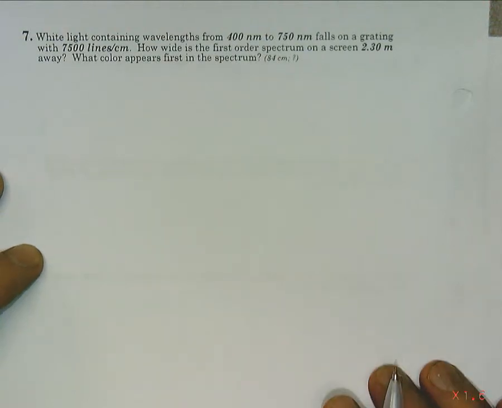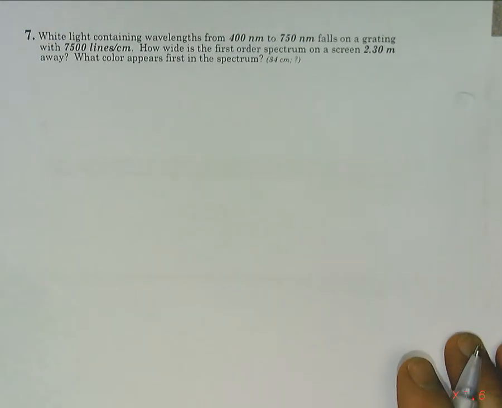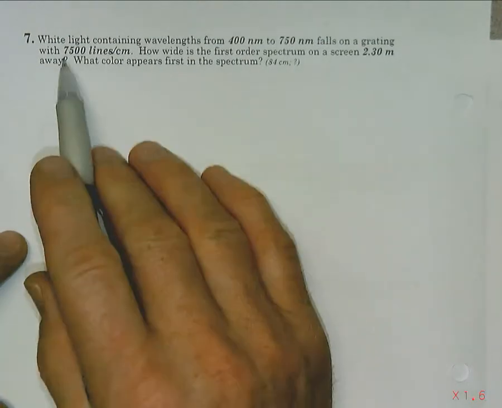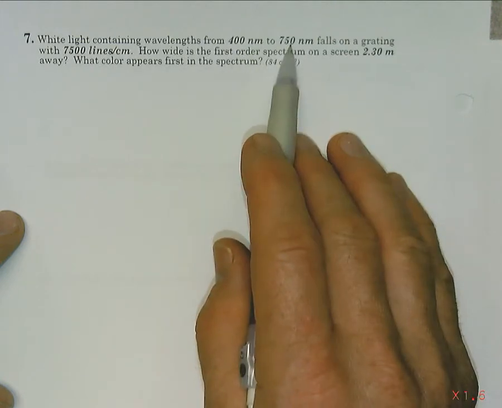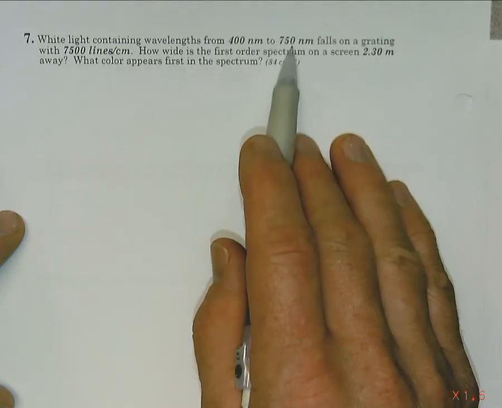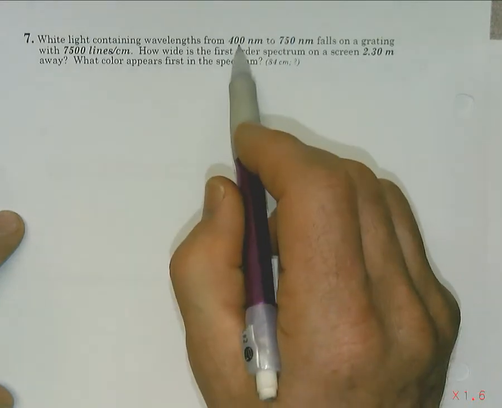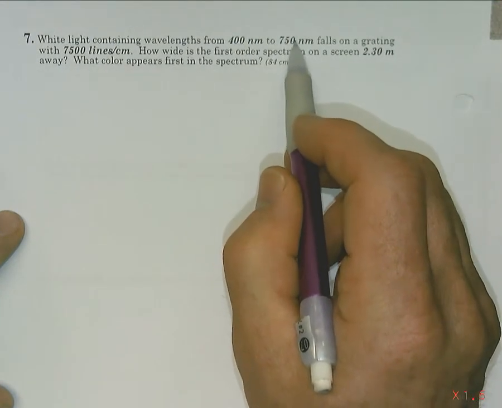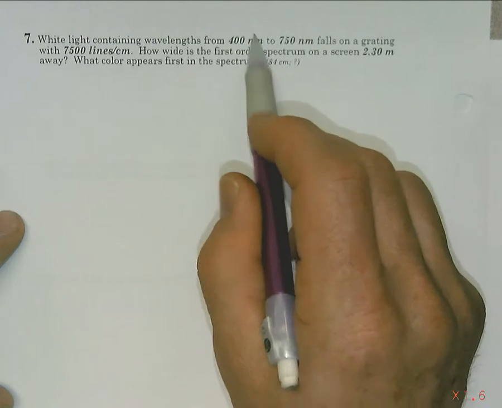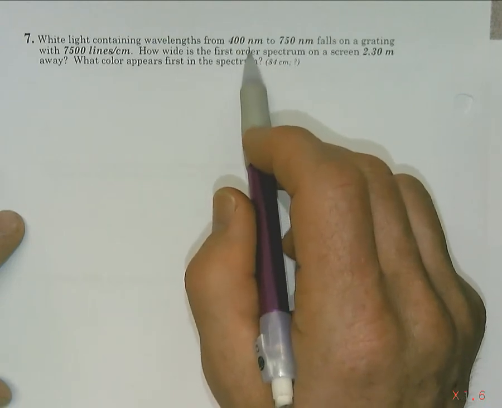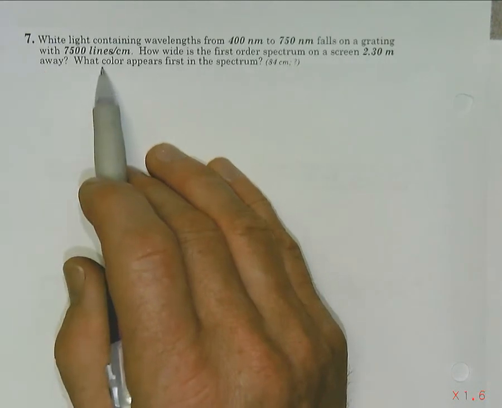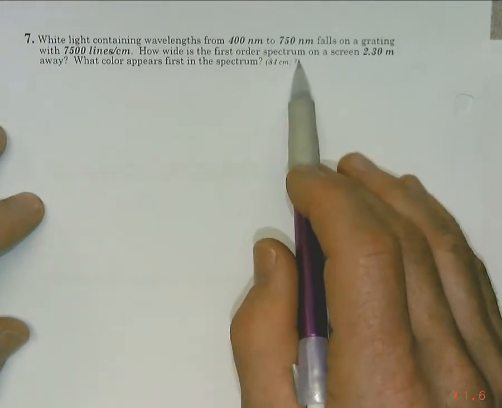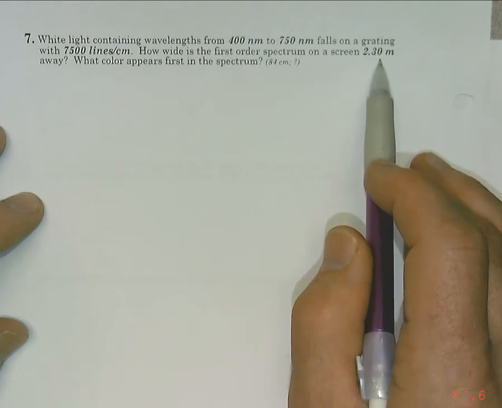All right, diffraction gratings, problem number 7, the last one on the worksheet. We have white light containing the wavelengths 400 to 700 nanometers. That is the range of the visible spectrum, violet to red: red the longest wavelength, violet the shortest. It falls on a grating with 7,500 lines per centimeter. How wide is the first order spectrum on a screen that's 2.3 meters away? That's the problem.